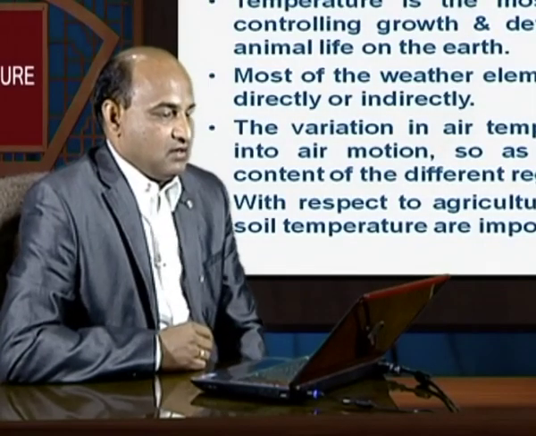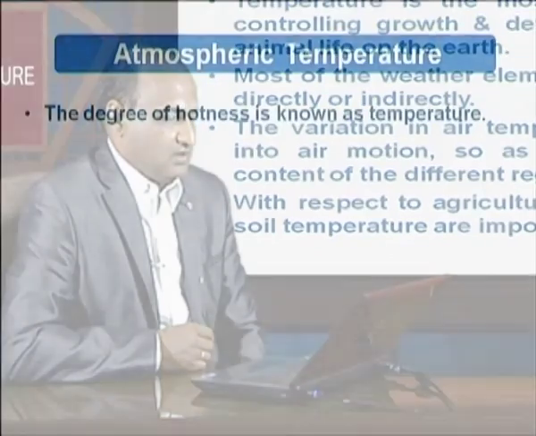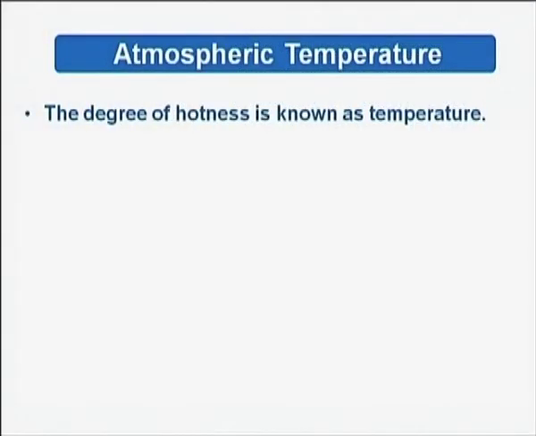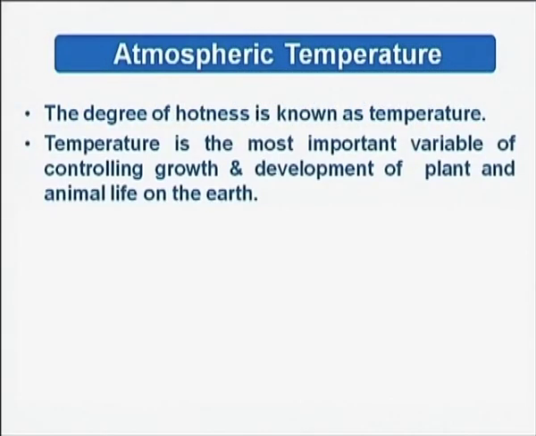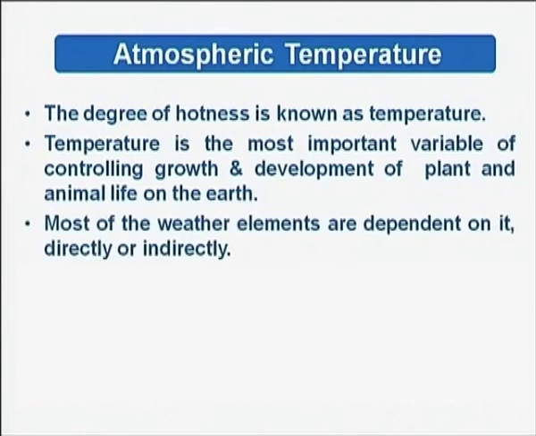Now next is the atmospheric temperature. The degree of hotness is known as temperature. Temperature is the most important variable controlling growth and development of plant and animal life on the earth. Most of the weather elements are dependent on it directly or indirectly.